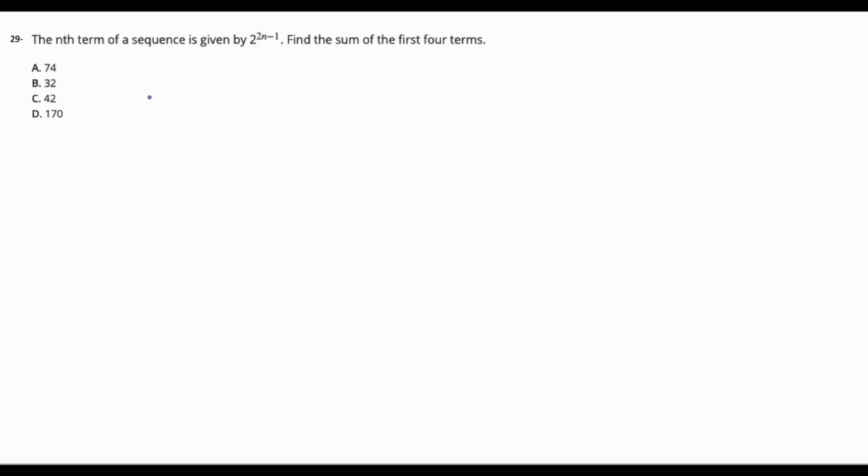Question 29 says the nth term of a sequence is given by 2 raised to the power 2n minus 1. Find the sum of the first 4 terms. Now, we're told that the nth term is given by 2 raised to the power 2n minus 1. So our first term is going to be equal to 2 raised to the power 2, n becomes 1 in this case, minus 1. And 2 multiplied by 1 is equal to 2 minus 1, that's equal to 1. So this becomes 2 raised to the power 1. So the first term is 2.